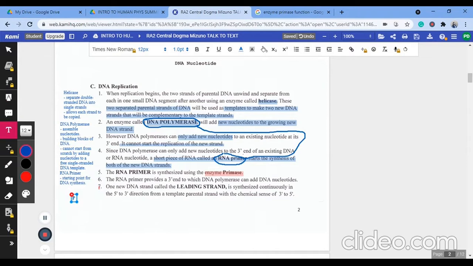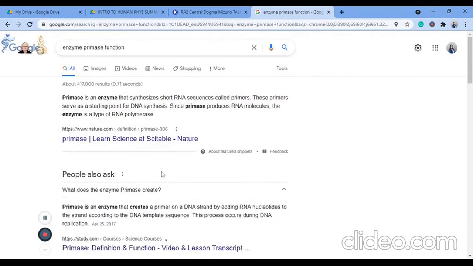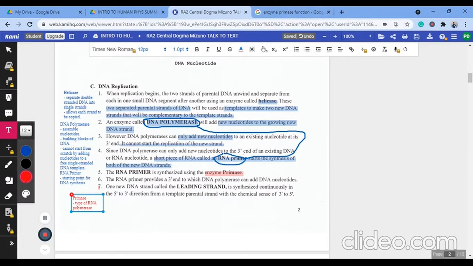So primase, a type of RNA polymerase. Is that right? Primase is an enzyme that creates a primer on a DNA strand. I'm just gonna put: creates a primer.